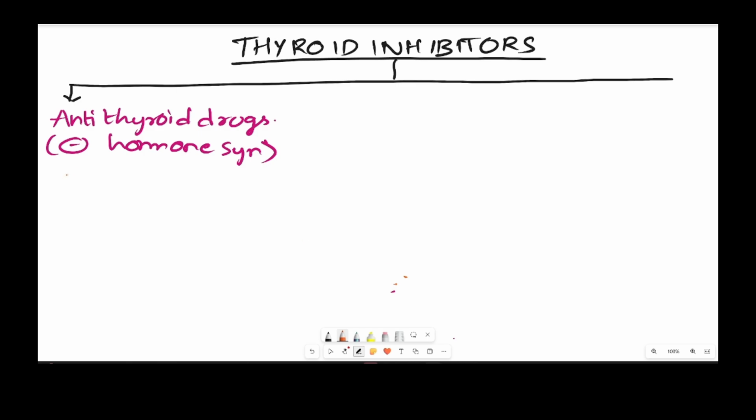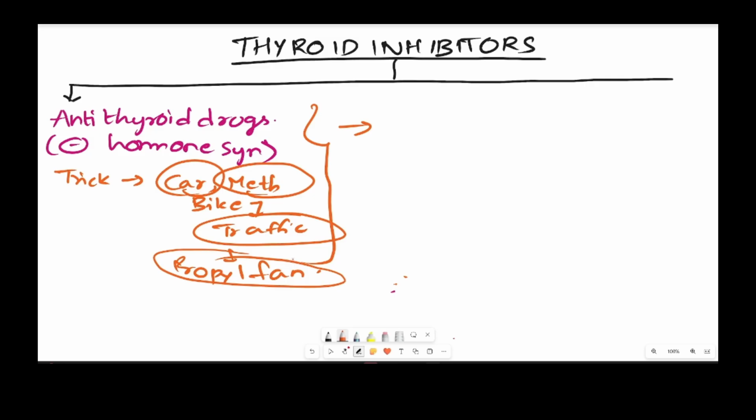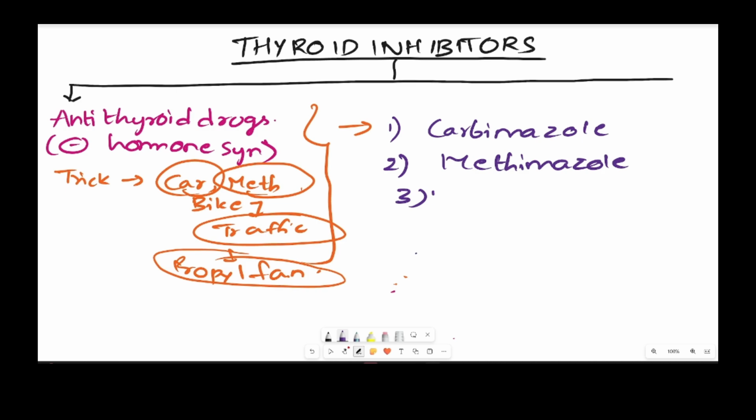Just remember one trick. Remember that there was a car, there was a meth bike that was stuck in the traffic, and there was one fan which is called the propyl fan that is trying to cool them down. Now, what are all the three drugs under this? So the first one is carbimazole. Second one is methimazole. And the third one is propylthiouracil.